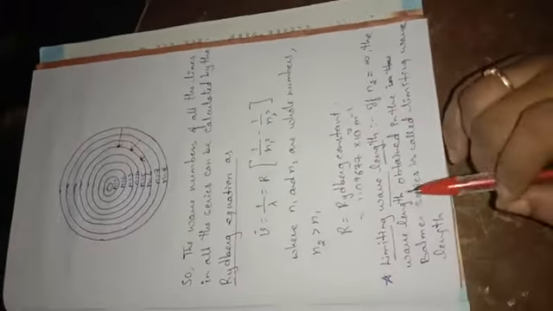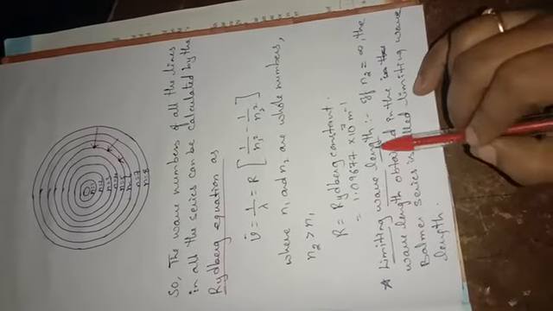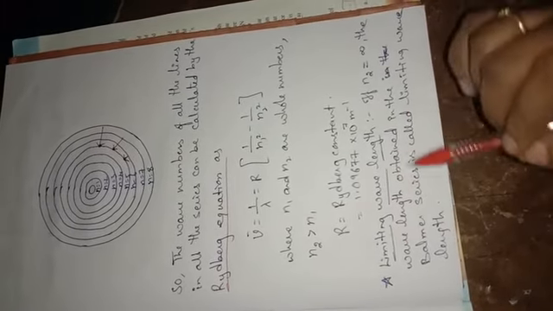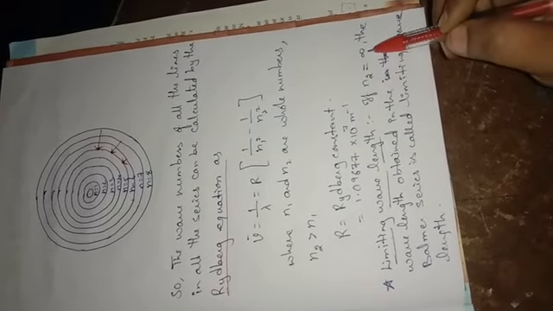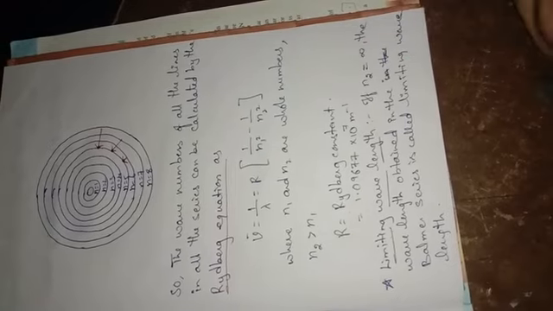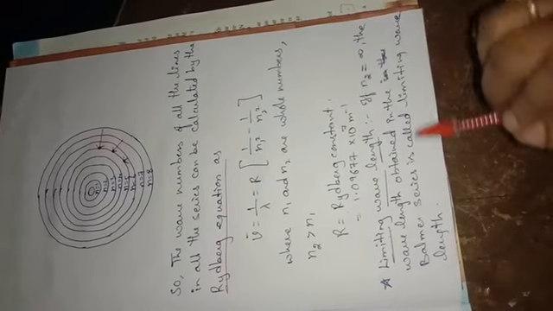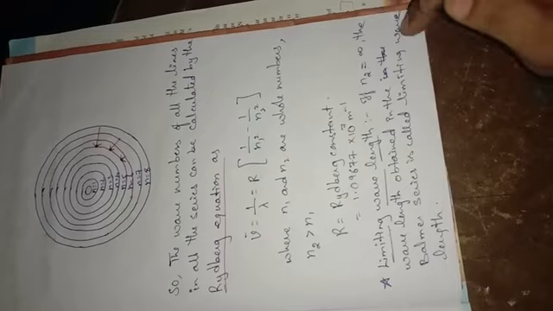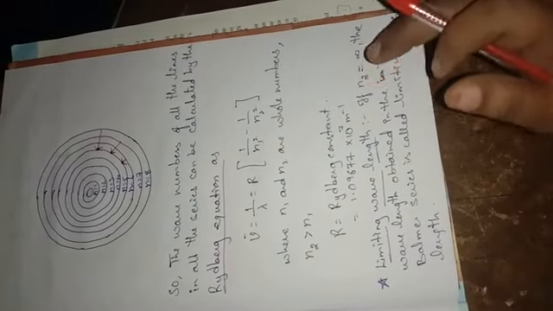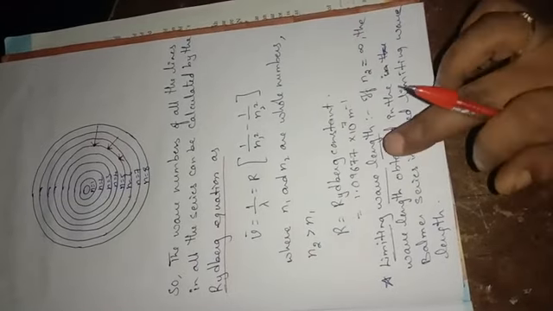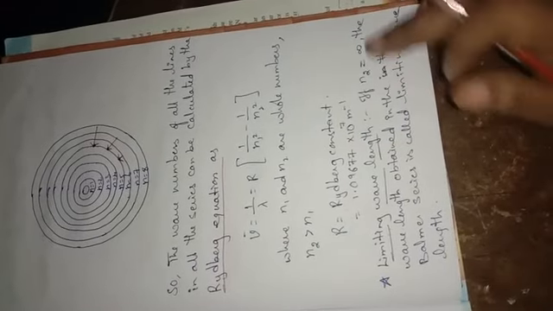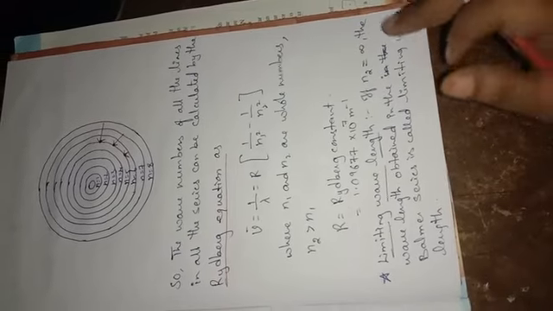And the next important thing is limiting wavelength. What do you mean by limiting wavelength? Limiting wavelength is nothing but, if n2 is equal to infinity, the wavelength obtained in the Balmer series is called the limiting wavelength. So here I am taking n2 as infinity, since we don't know the number. So for that, what formula are you going to get?